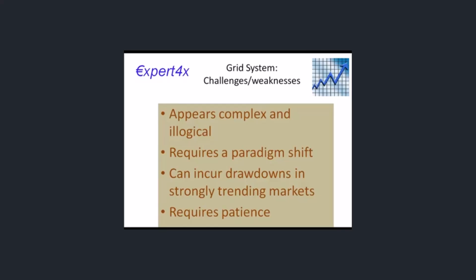For instance, one of the rules is let your winners run and cash in your losers as quickly as possible. This does the opposite. It actually cashes in the winners quicker than the losers. So it's got a few concepts that traders don't really like. It can incur drawdowns if used in a strongly trending market with inappropriate currencies and inappropriate grid sizes. It requires considerable patience. As I say, sometimes transactions take more than a week to happen.